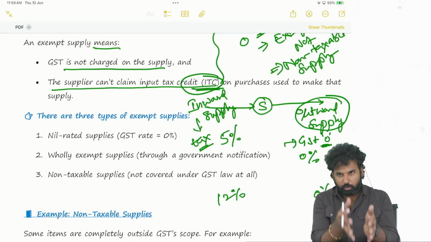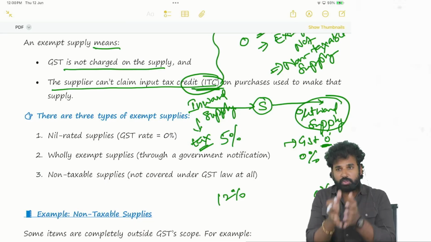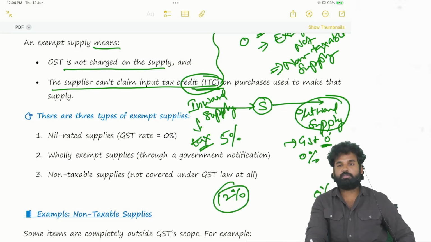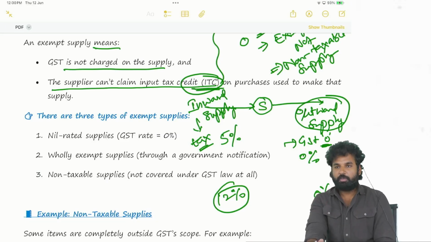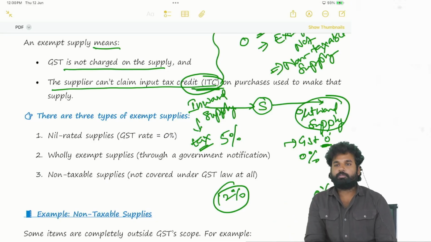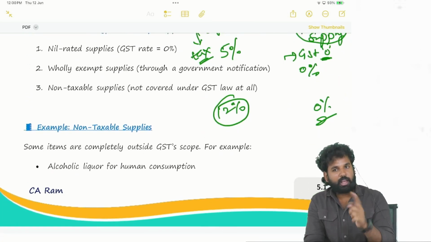Okay, he is using the goods which he has purchased by paying GST for making outward supply which is exempt from GST. So in such cases, this 12% input tax which he has paid will not be given as input tax credit. Whenever he is using such goods for taxable supply, then only he will get input tax credit. So that's why in the first class I told you, sometimes input tax is not equal to input tax credit.